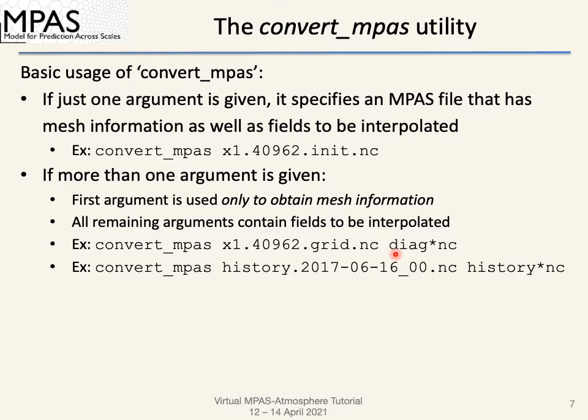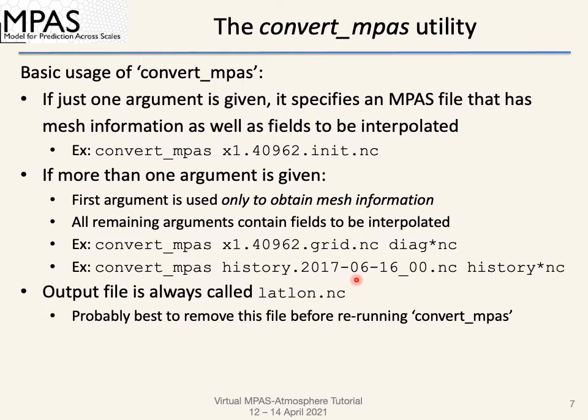For example, if we had a whole batch of diagnostic files, we might say convert_mpas and the name of one of our grid files, and then diag_star.nc to match all of the diagnostic files in our run directory. And as we said, because the history files contain the three-dimensional mesh information as well, we could say that we wanted to interpolate all of the fields in all of our history files. But again, because we would be providing multiple command line arguments to the convert_mpas tool, we would have to redundantly specify one of those history files, which would again only be used to read mesh information.